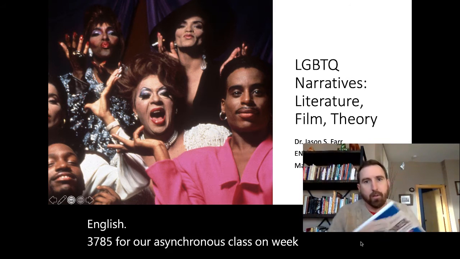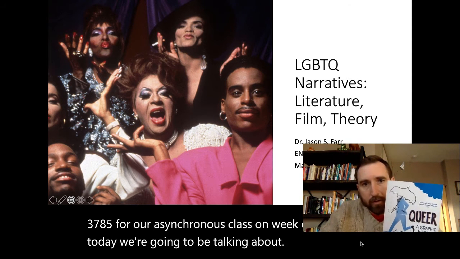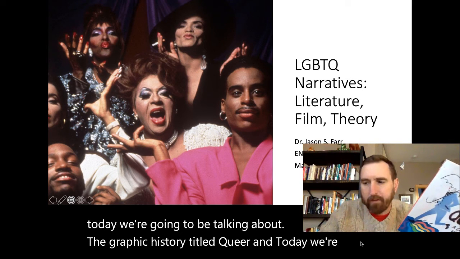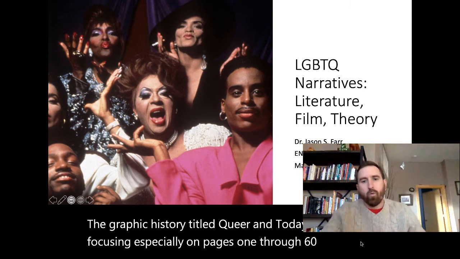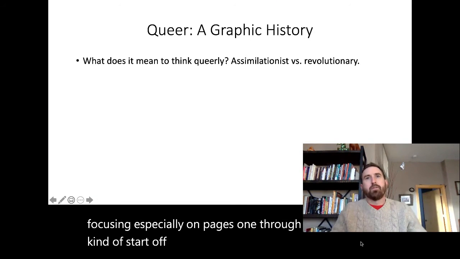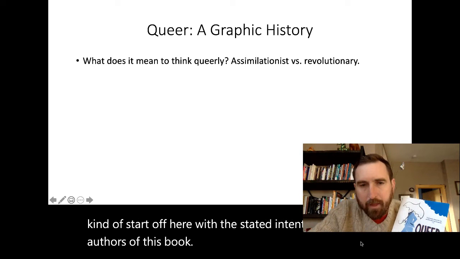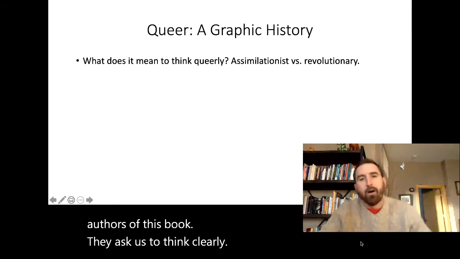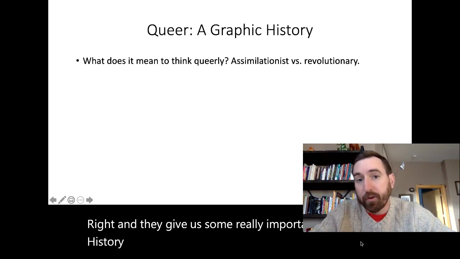And today we're going to be talking about the graphic history titled Queer. And today we're focusing especially on pages 1 through 62. And we kind of start off here with the stated intention of the authors of this book. They ask us to think queerly, right? And they give us some really important history and background on the term queer.